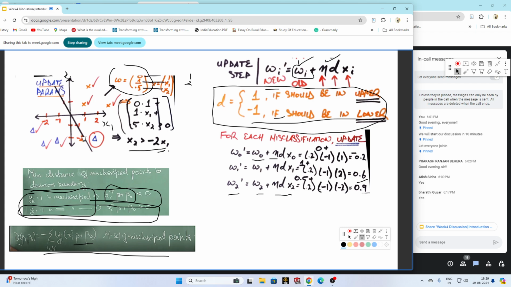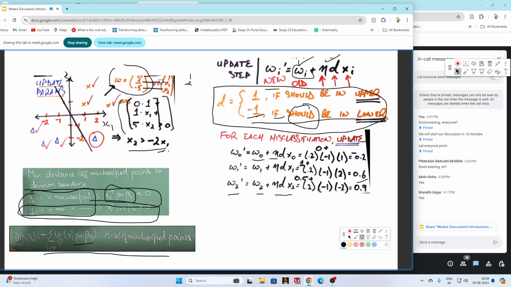What can you please repeat? For 2 comma minus 2, d would be 1, no, sir. Now d should be minus 1. Why is d minus 1? Because this point should be in the lower bound, but it is in the upper bound. It is misclassified, but it should be in the lower bound. That is why minus 1.